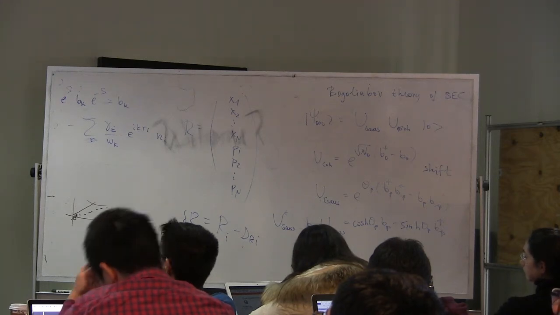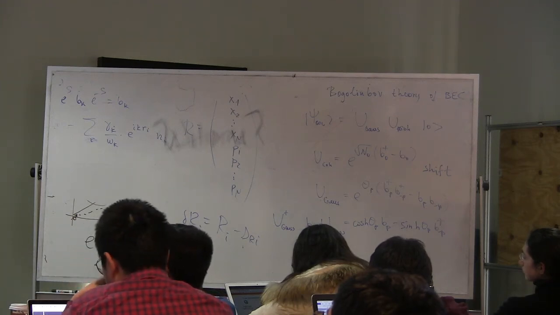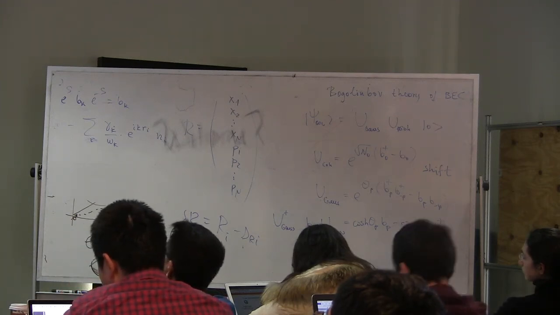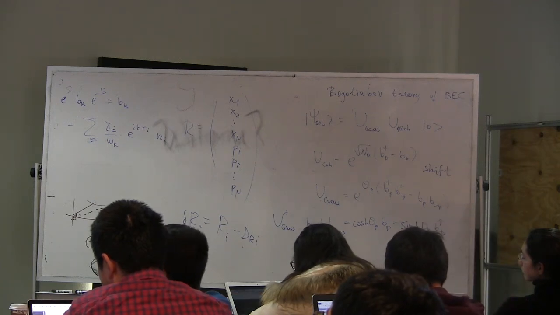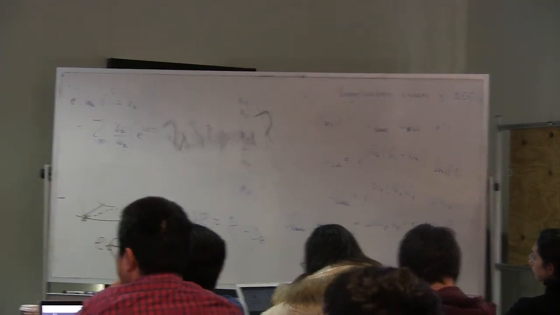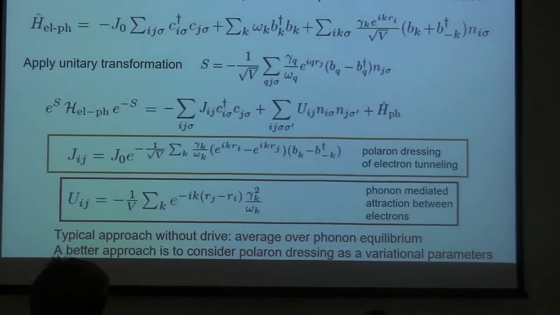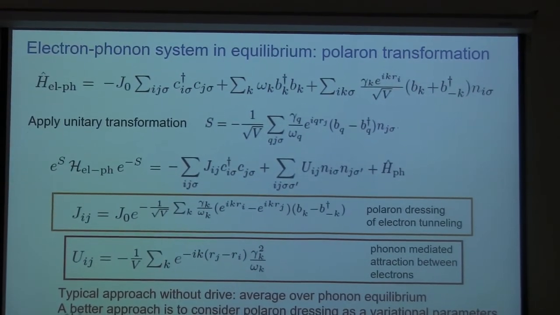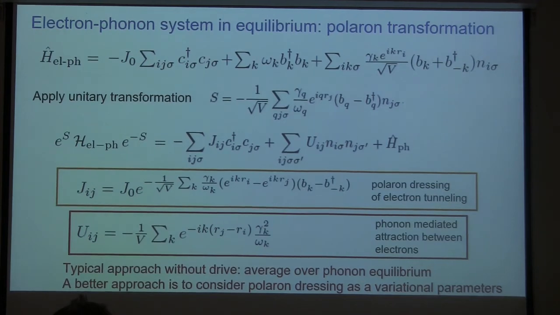But the price that we pay is that now the hopping of electrons is modified, and instead of a c-number, it becomes an operator. That's what's called polaronic dressing of the electron. Now, if an electron hops, it will actually excite phonons in the system. So the original electron-phonon interaction just reappears in this guise.